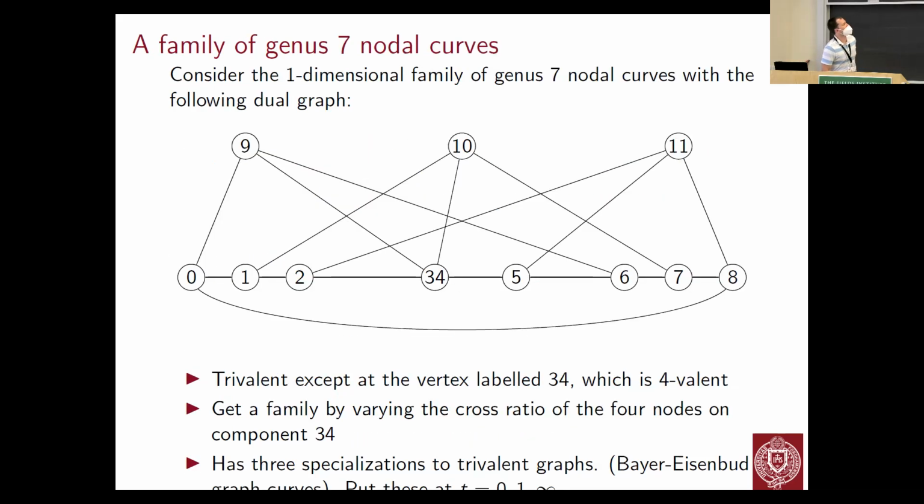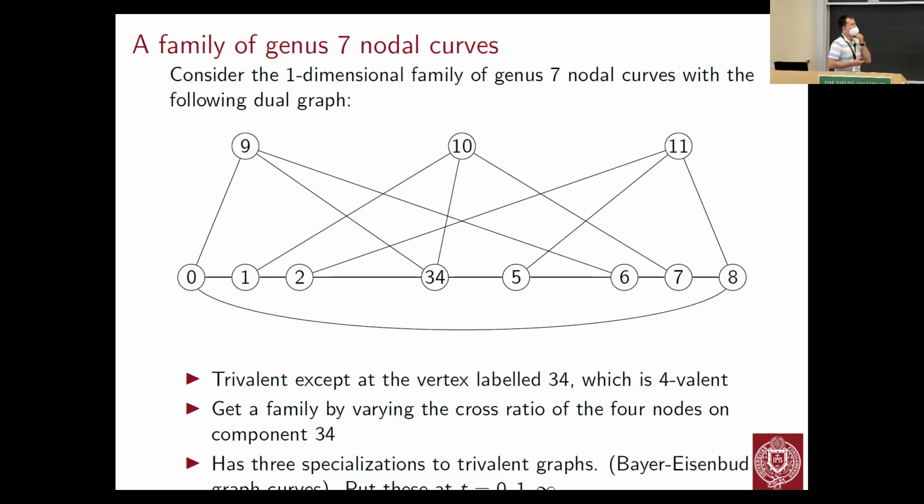You'll see that there are 4 edges that meet the vertex labeled 3, 4. And that vertex is a P1, so you have 4 points on P1, and you have a cross ratio between 4 points on P1. And so as you vary the cross ratio between those 4 nodes, you actually sweep out a whole one-dimensional family of curves that all have this dual graph.